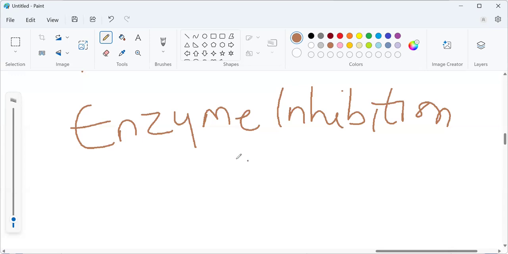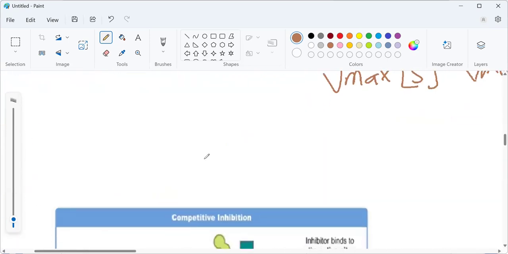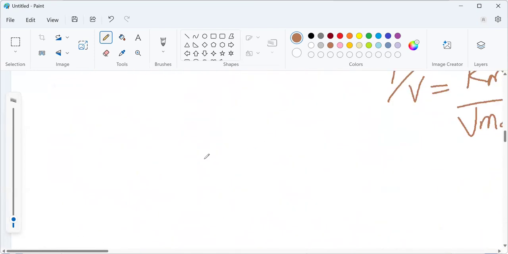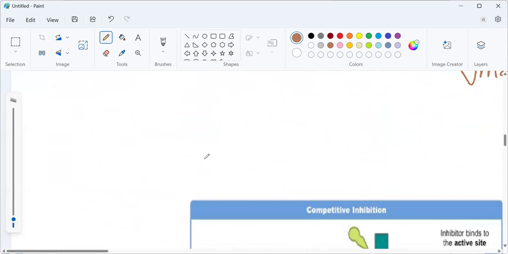For reversible inhibition, the inhibitor will bind non-covalently with the enzyme, and the enzyme inhibition can be reversed if the inhibitor is removed. Reversible inhibition is divided into competitive inhibition and non-competitive inhibition.